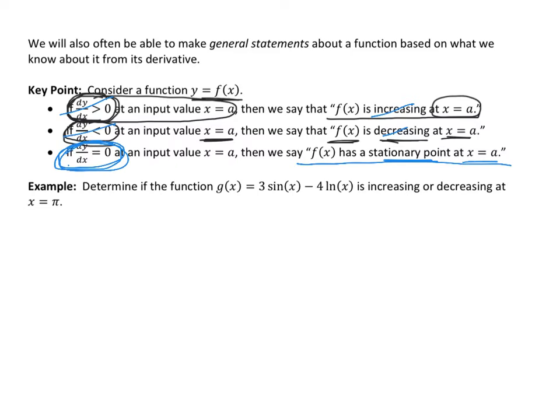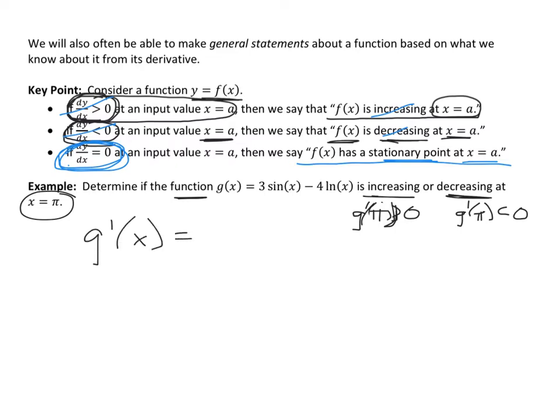So in this example, let's determine if the function g of x, which is 3 sine x minus 4 natural log x, is increasing or decreasing at x equals pi. So to determine if the function is increasing or decreasing, I want to look at whether the derivative is positive or negative. And actually, the place that I want to evaluate this is at pi, because the question asked me about when x is pi. So first, what is g prime of x? Well, the derivative of this would be 3 cosine x minus 4 over x.